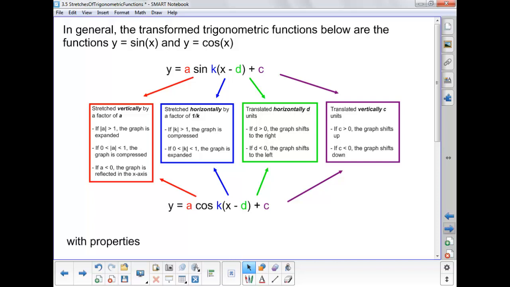So we're looking at a base sine function and a base cosine function being transformed, with various coefficients impacting what the resulting graph looks like. In both equations you see on this page, the value of a is representative of the vertical stretch factor. The k value has to do with horizontal stretches of the function, and the values of d and c are your horizontal and vertical translations respectively.